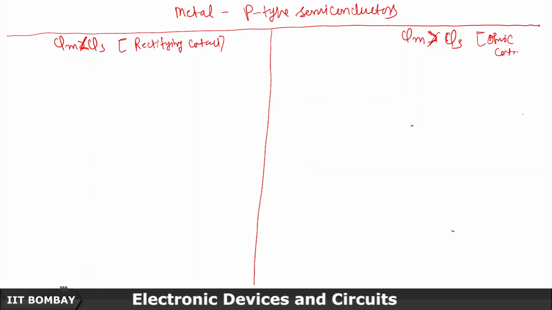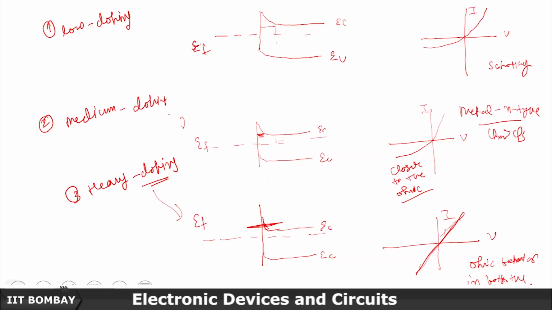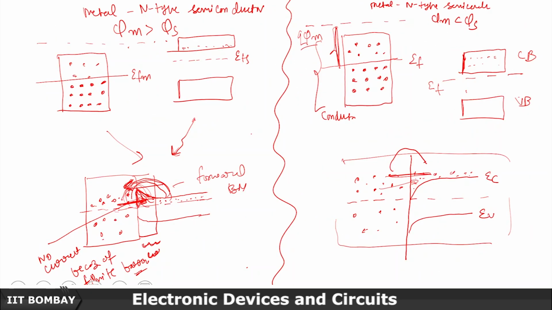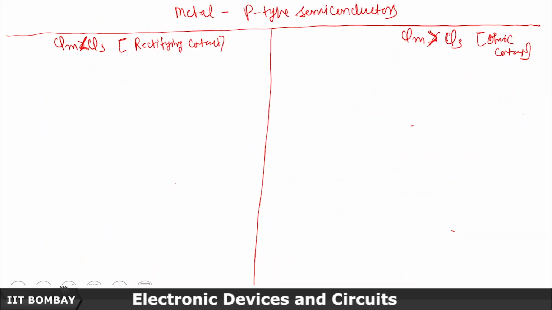So it's the other way around, right? So phi m greater than phi s in this case leads to the rectifying one, and phi m smaller than phi s leads to the ohmic contact. So here it's the other way around. So let's have a quick look at both of that, and then we will move to the next topic. So let me just draw this case.